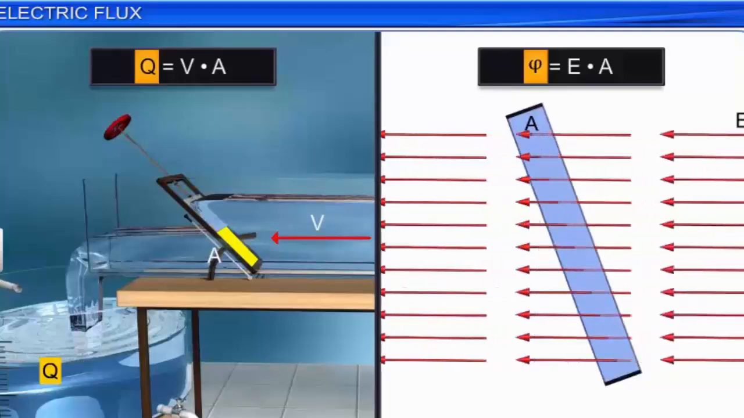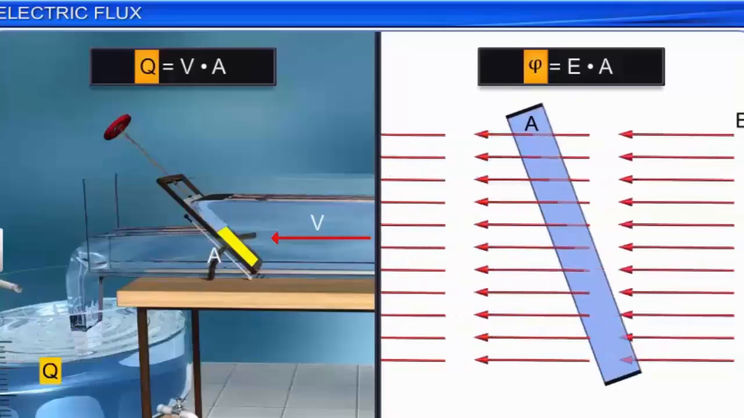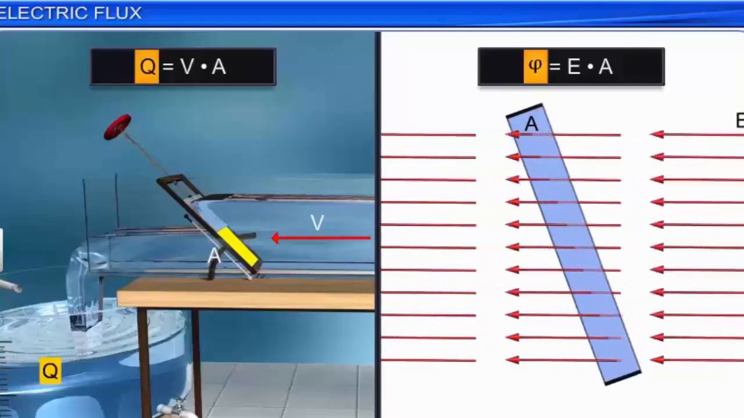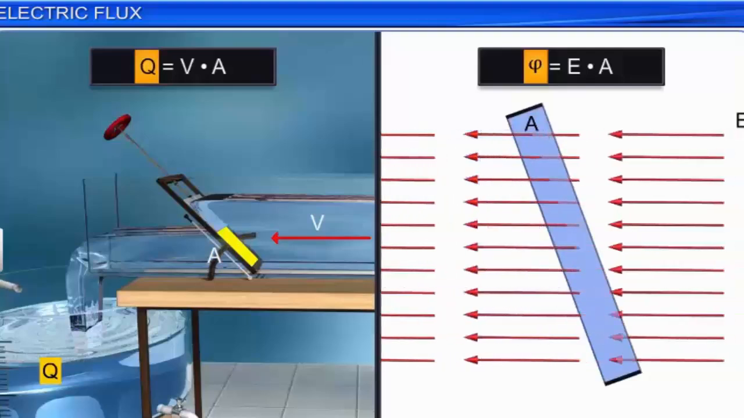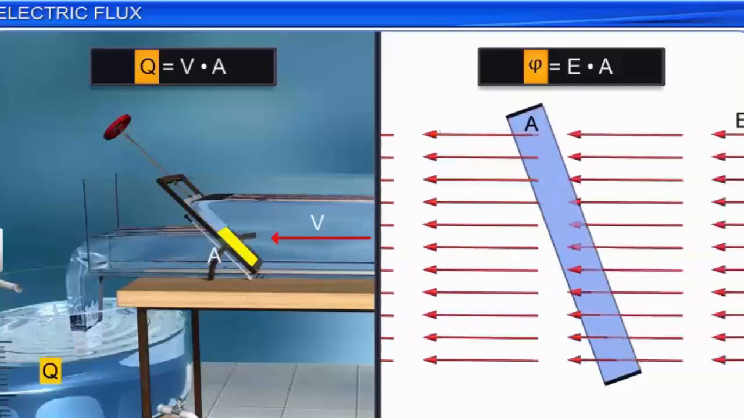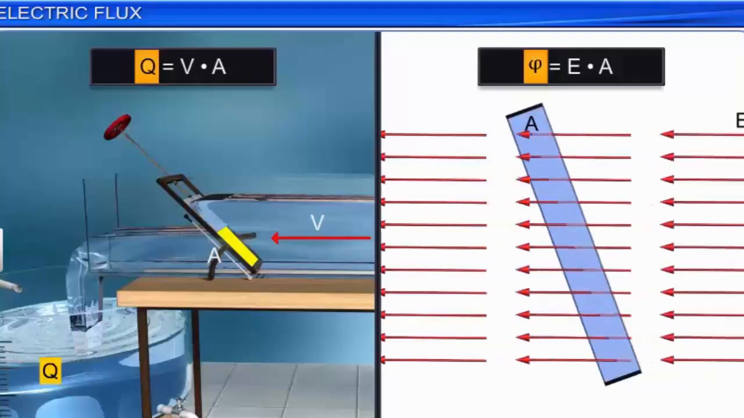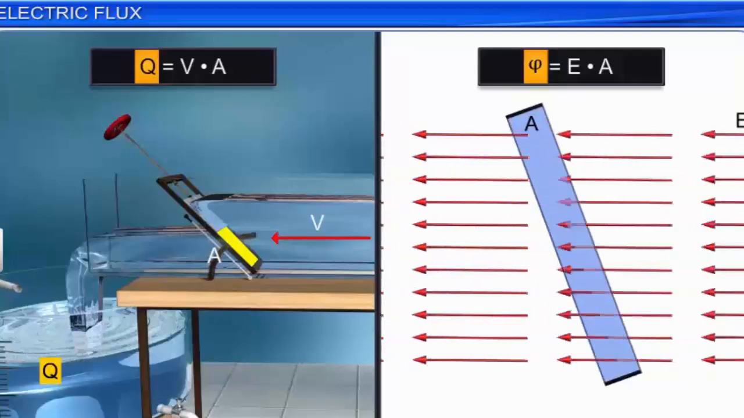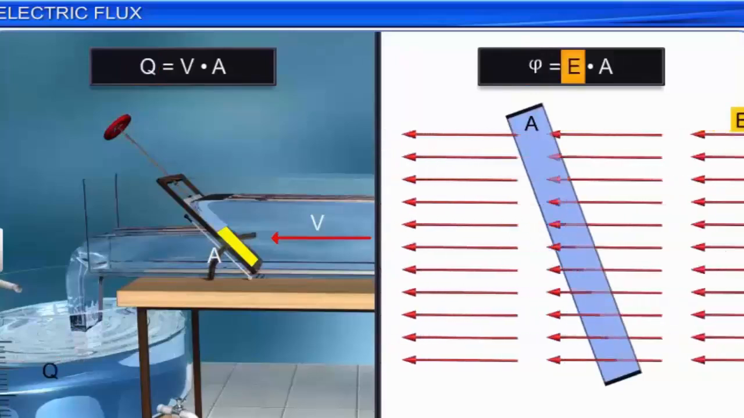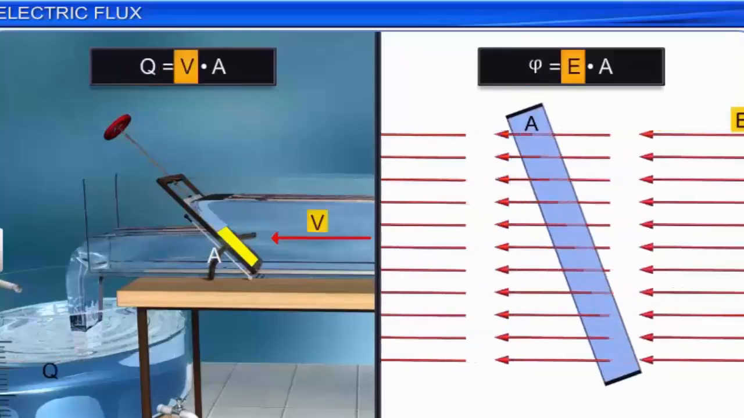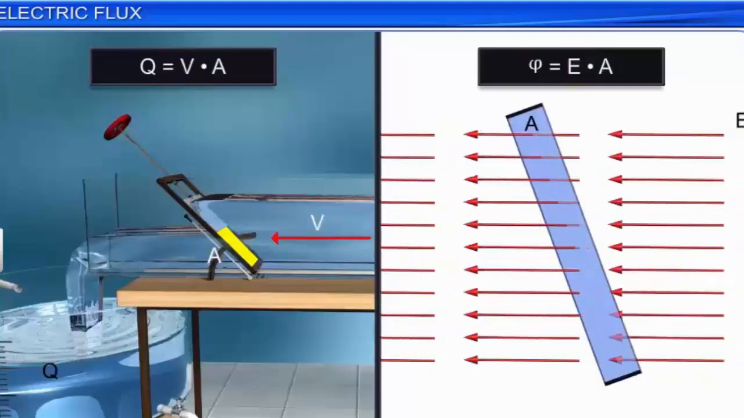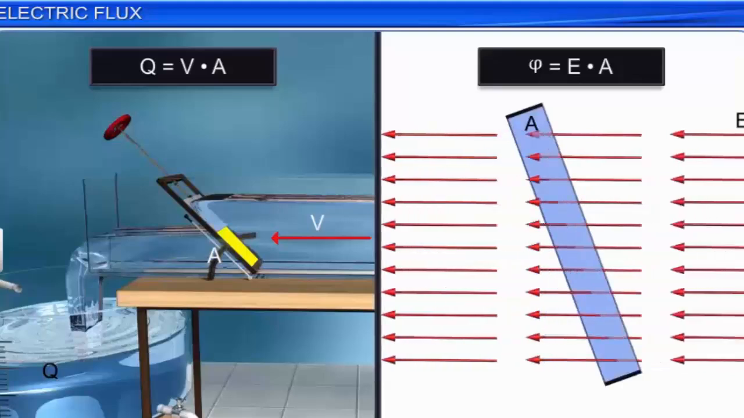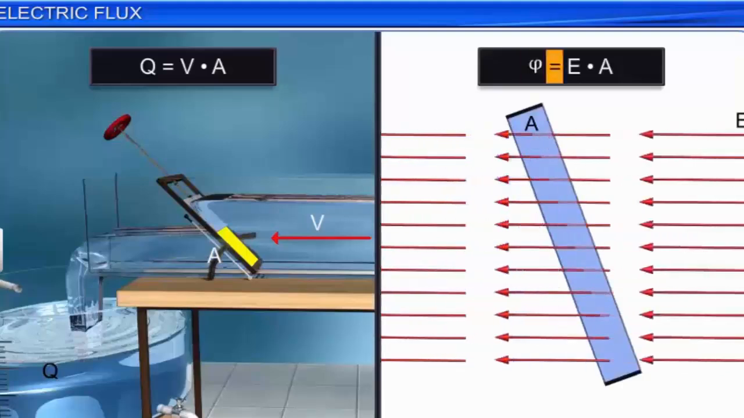However, unlike in Q, where there is flow of water, nothing flows in electric flux. There are only imaginary electric lines of force that cut across the area. Uniform electric field E is analogous to the velocity of water v. Mathematically, we can write the equation as phi is equal to the dot product of E and A.